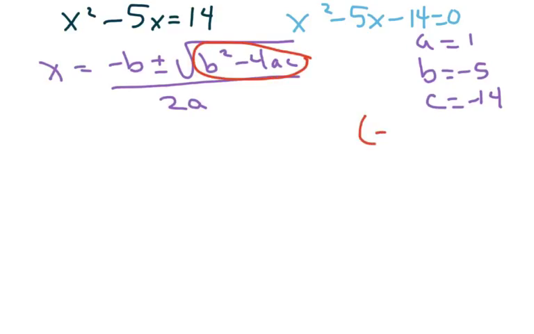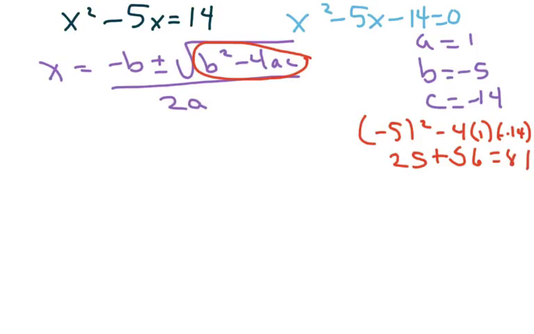So that's negative 5 squared minus 4 times 1 times negative 14. So this is 25 plus 4 times 14 is 56. So 25 plus 56 is, I believe, 81.